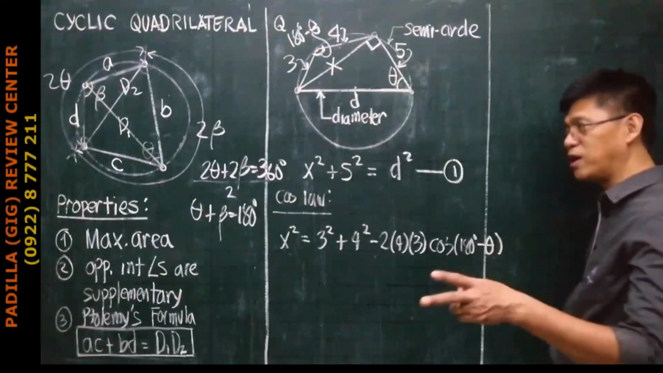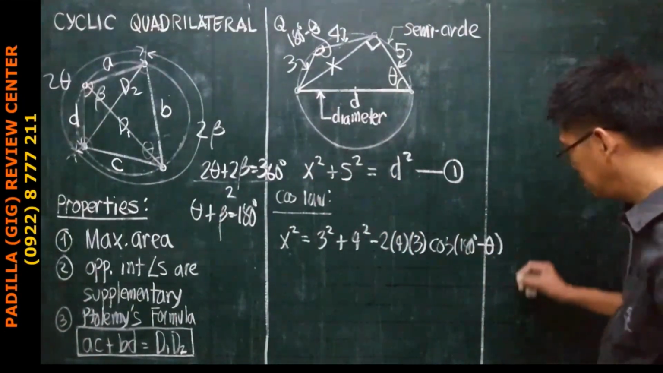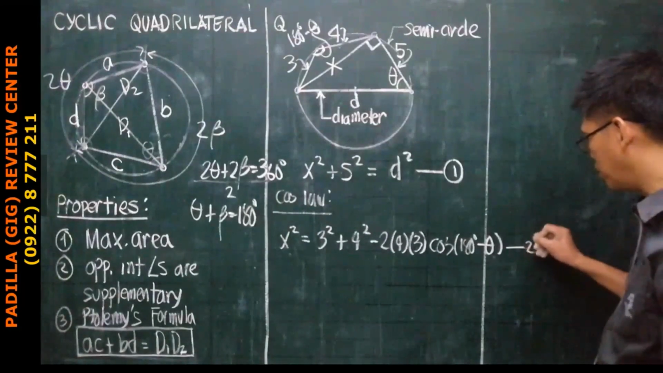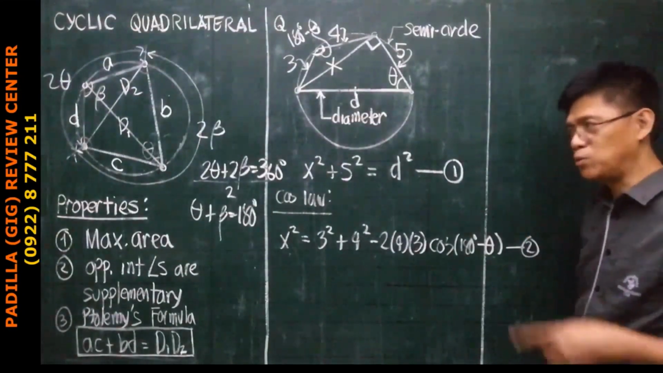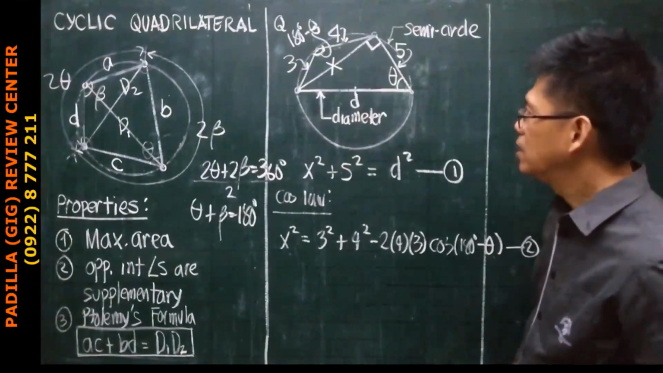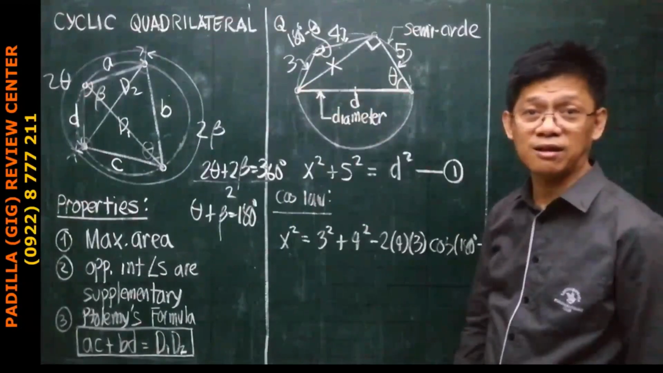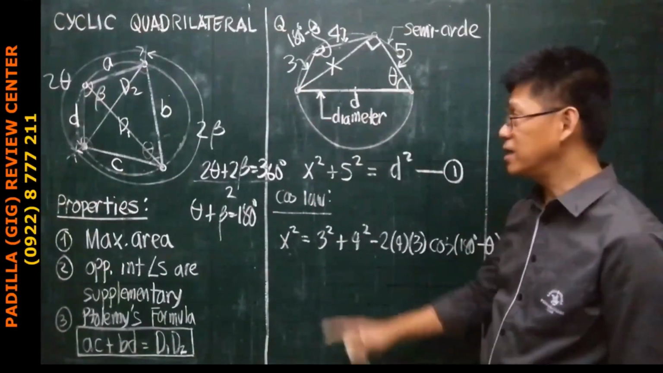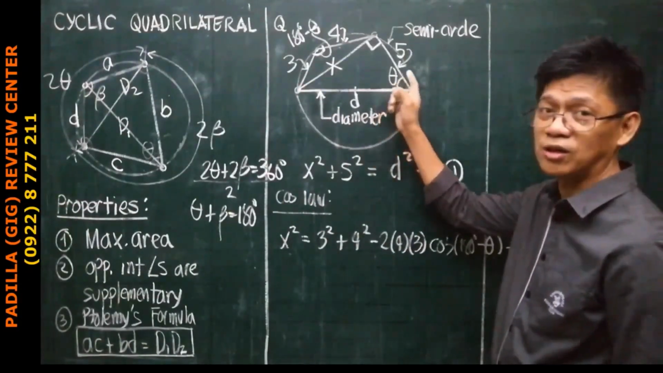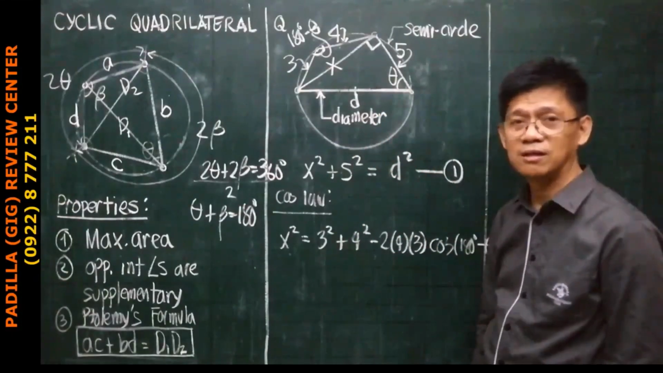How many unknowns do we have? X, D, theta. 3 unknowns. We need one more equation between X, D, and theta. But look, in this triangle, this is a right triangle. I can define the function of theta, sine, cosine, or tangent, right?